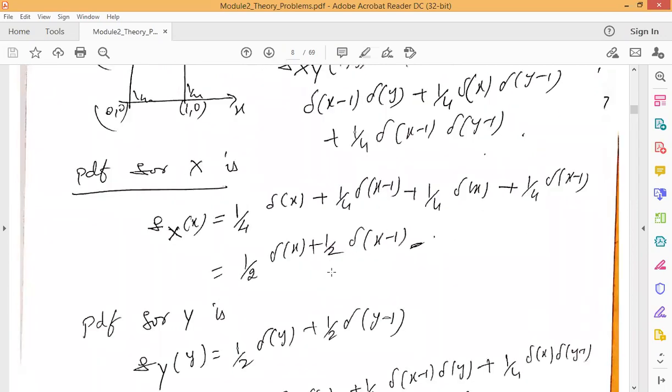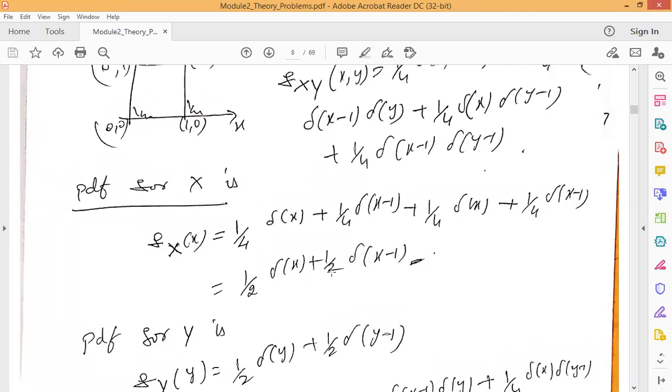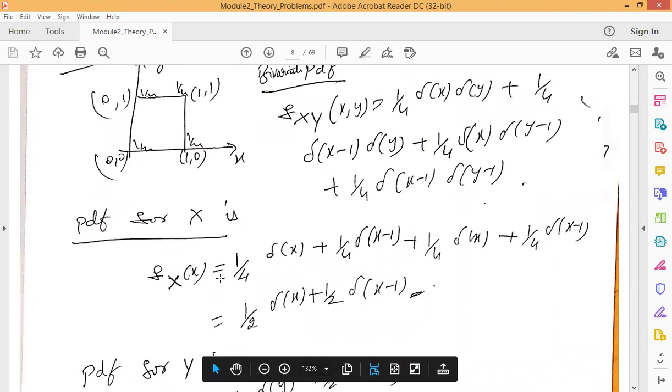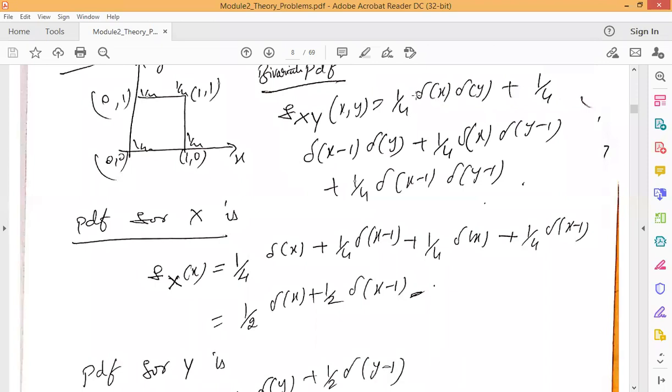Next, we have to write the marginal PDF for the random variable x. For the random variable x, the marginal PDF f_X of x has to be written using this bivariate PDF function. Whatever delta terms are there in terms of x, all those terms have to be included here. That is, we can write 1 by 4 delta of x, and the delta of y will be made as 1, plus 1 by 4 delta of x minus 1 plus 1 by 4 delta of x plus 1 by 4 delta of x minus 1.